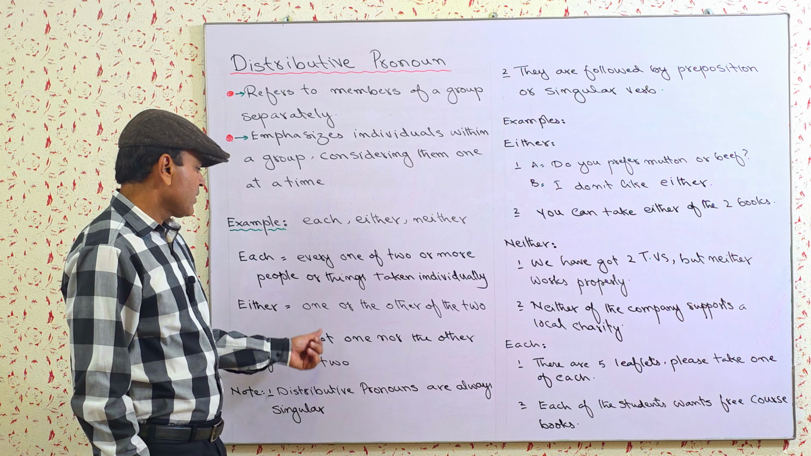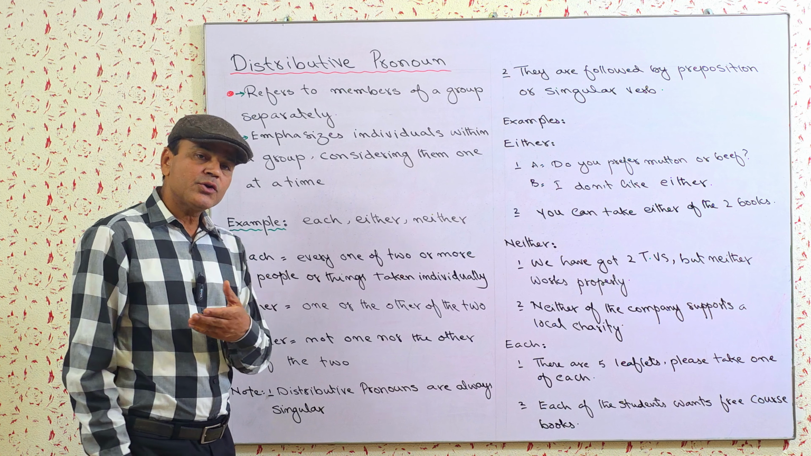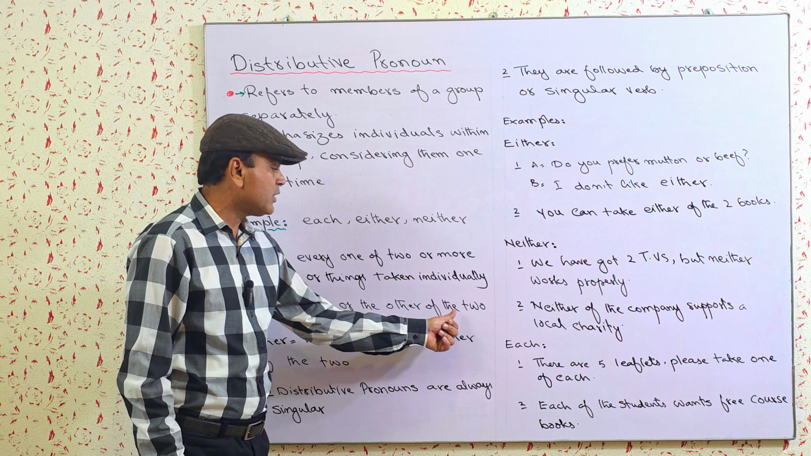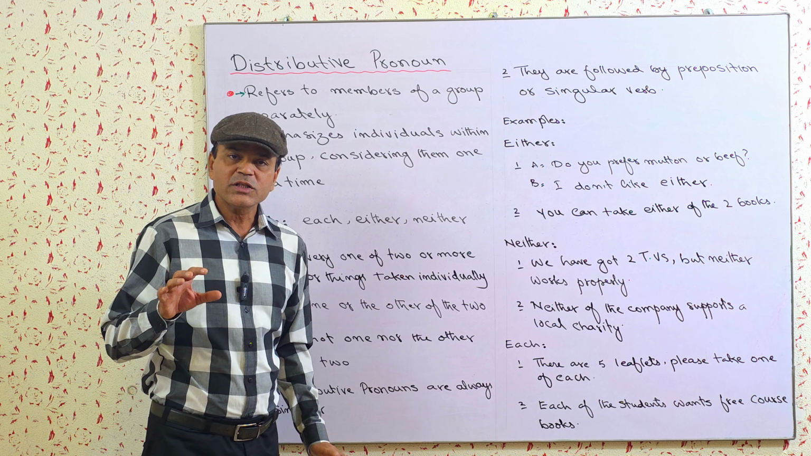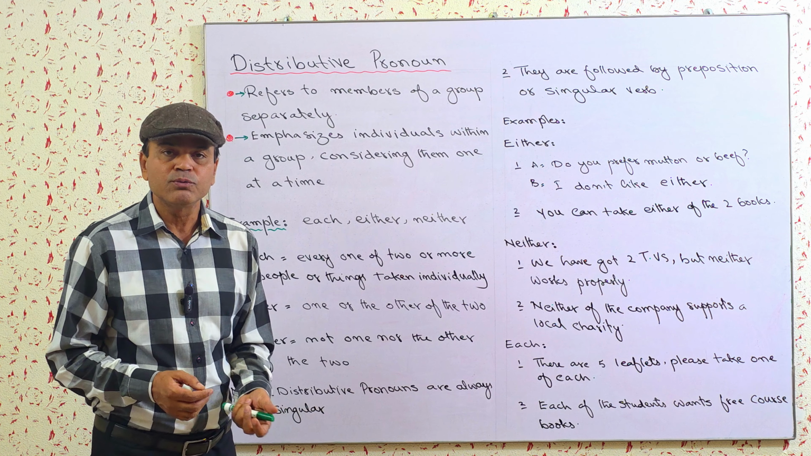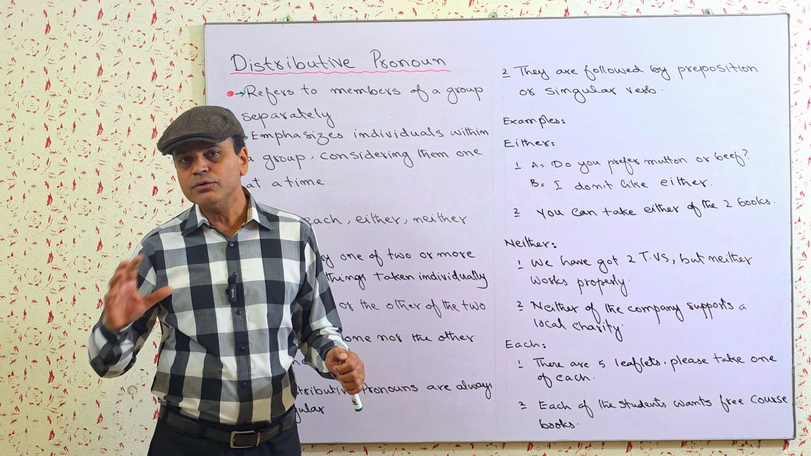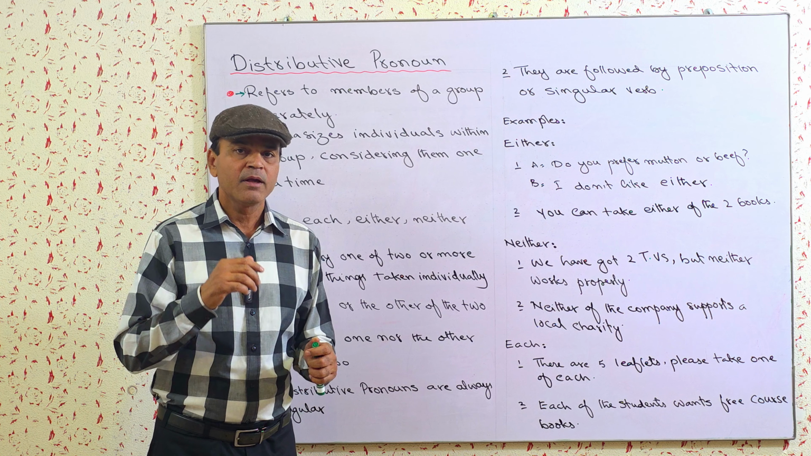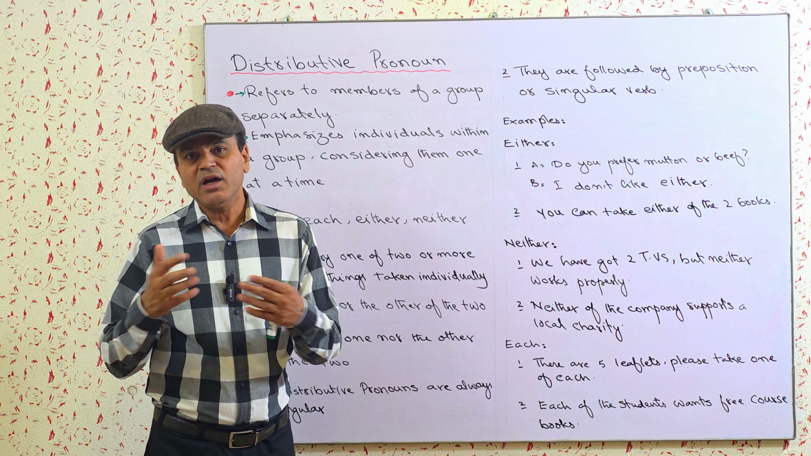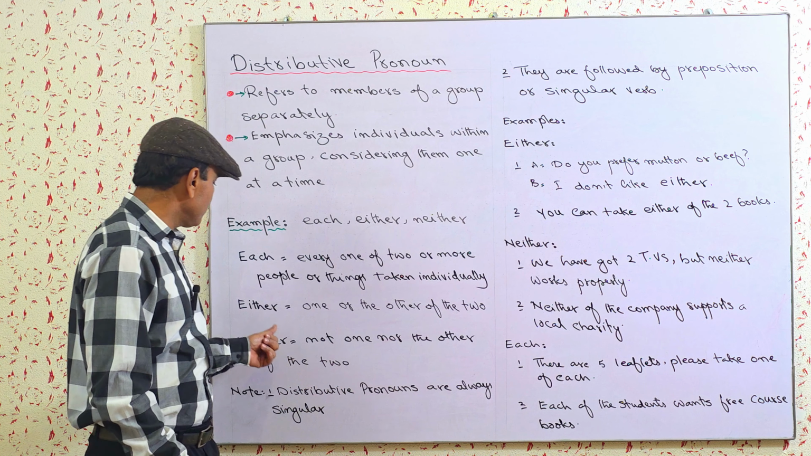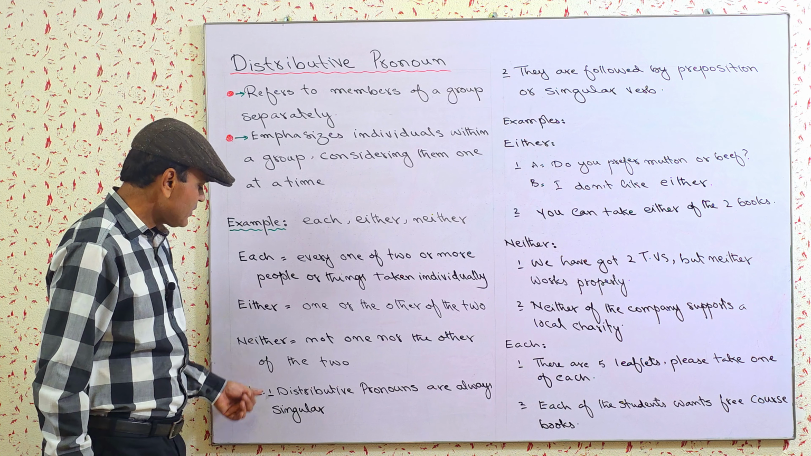Either is used when we want to convey the sense of one or the other of the two. The concept here is not more than two. When we have only two persons or things and any one of the two, in that sense we use either.